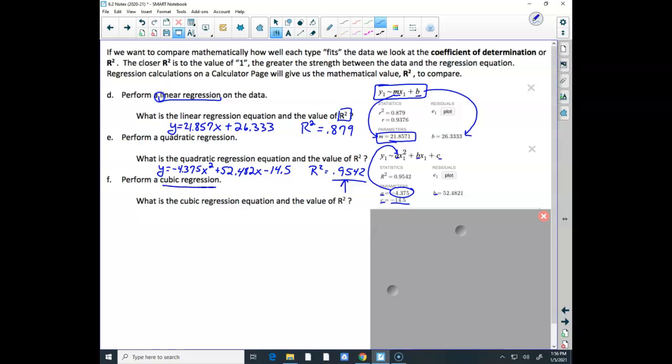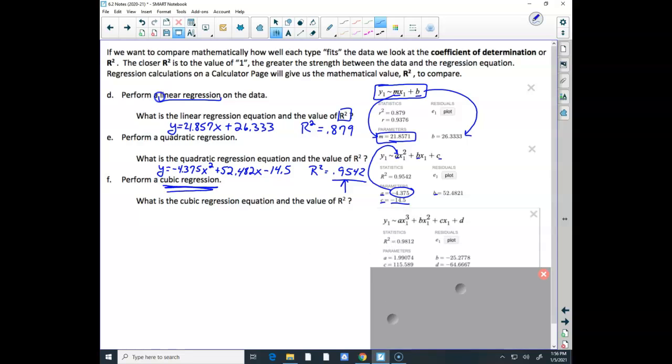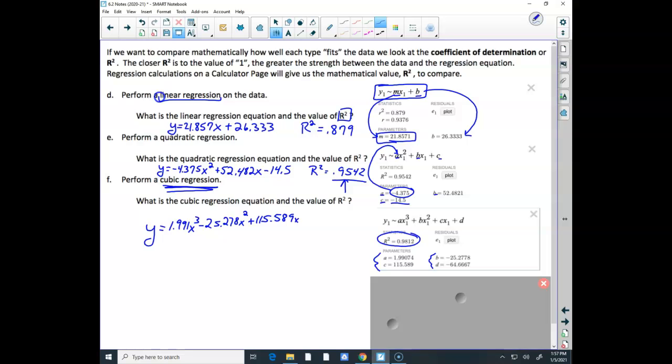We did say that the cubic regression visually fit the best. And check it out, my R squared value is 0.9812. It's a pretty tight correlation. If I had to write the cubic equation, it's going to be y equals... now I have a, b, c, and d, and they're all down here. A is 1.991x cubed. B is negative, so minus 25.278x squared. C is positive, so it's plus 115.589x, minus 64.667.